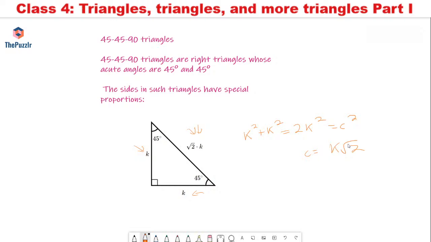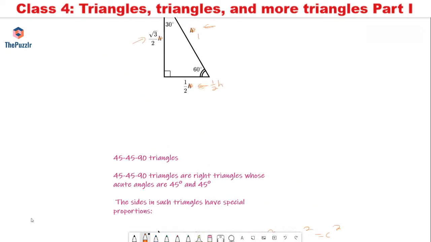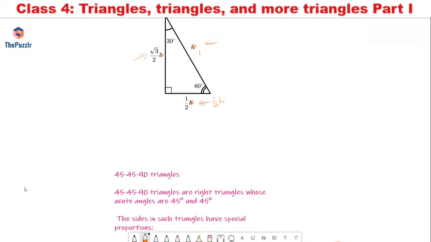Basically, you don't need to understand the explanation, right? You should understand the explanation if you don't want to memorize this, but you don't need to. What you need to understand is that in a 45 degree triangle, it always happens like this, right? There's a k, a k, and a k root 2 side. In a 30, 60, 90 degree triangle, there's a 1/2 h, square root of 3h/2, and h.